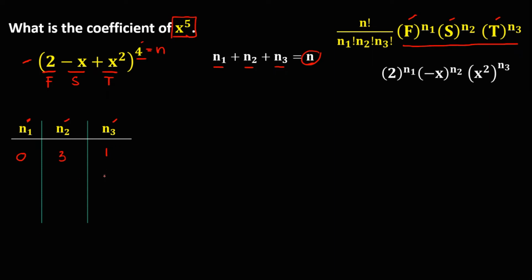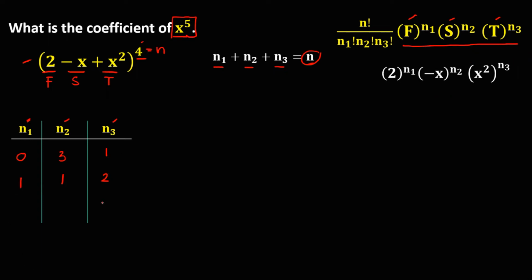Then for n sub 3 equals 2, x squared to the power 2 is x to the power 4. So therefore, we need to have x, because 1 plus 4 is 5. So n sub 2 is equal to 1. Then for n sub 1, 2 plus 1 is 3, so therefore n sub 1 is equal to 1.